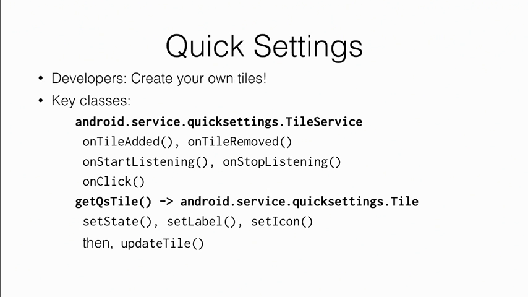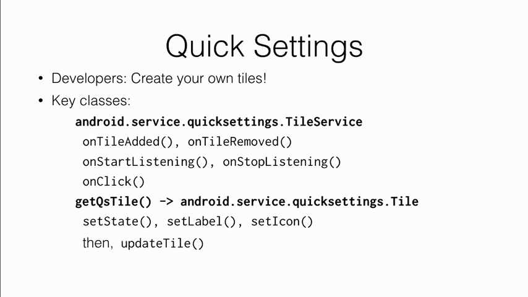When you call getQSTile, you get a pointer to the tile object, which actually holds all your state and lets you do things like change the icon, change the label, go into and out of an active state, which lets you dim it or not dim it based on whether that resource is available. And then once you make all those changes, please don't forget, call updateTile.